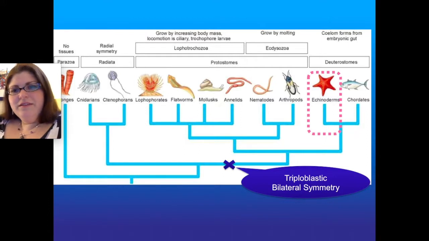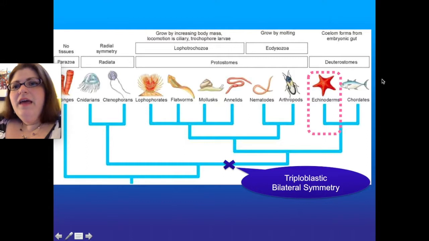Well, that certainly doesn't look bilateral. It looks radial. In fact, there's 5 planes that all go through the center that echinoderms have symmetry on. And so, how does that work? Well, it turns out that as larvae, they have bilateral symmetry, and then as they develop, they morph into having radial symmetry.